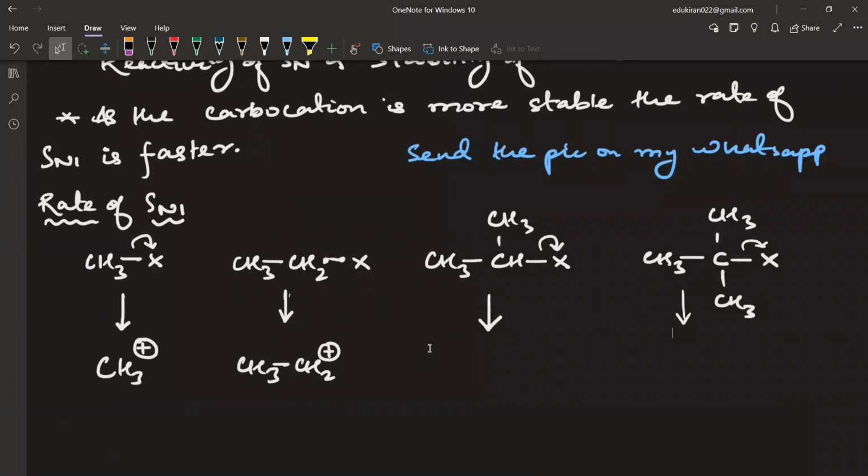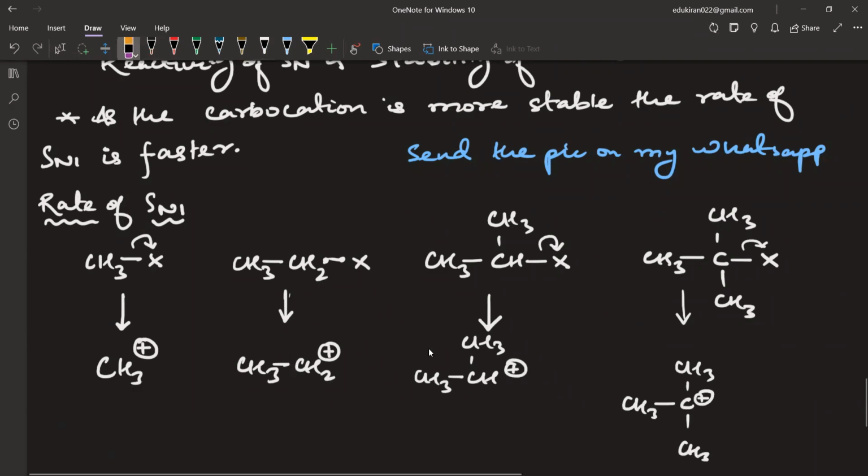Very good. Everything is fine. This will be CH3, carbon, CH3, CH3 and a positive charge. Some of you may have written the positive charge somewhere here like this. That is also fine. It just needs to be near this carbon atom. Okay. Generally, the textbook shows it like this.